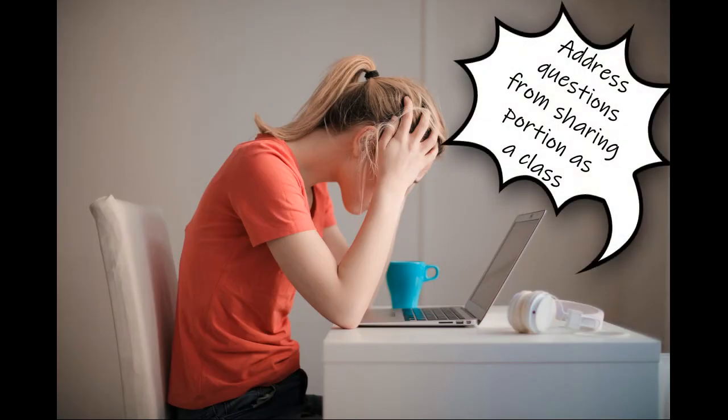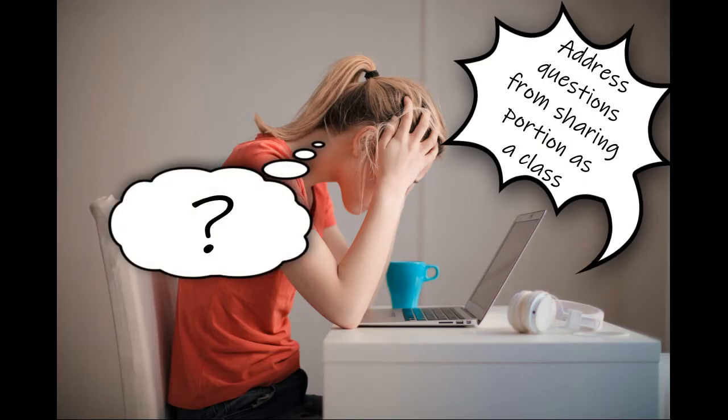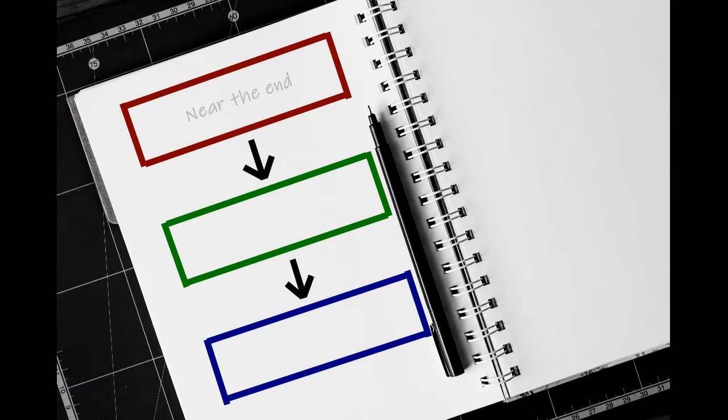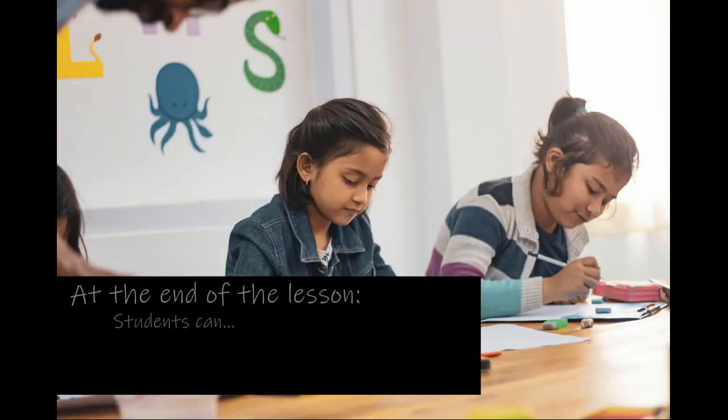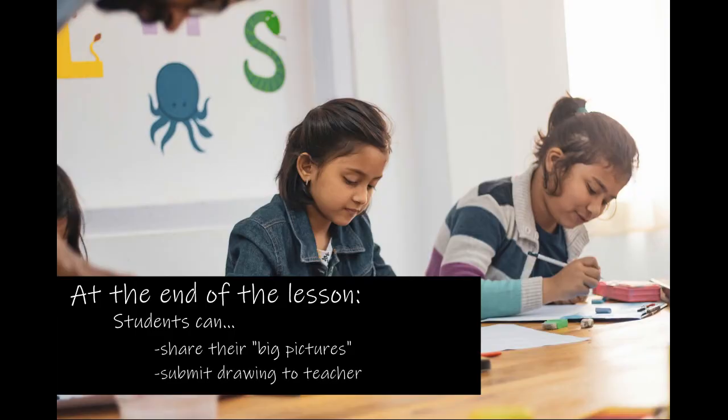Next, address any questions that popped up during the sharing portion as a class. If one student is confused on a particular aspect, then it is probable that another student is also confused. Near the end, have students illustrate a final drawing of the big picture from the lesson, along with a summary statement below the picture. Finally, you can choose to have your students share their big pictures amongst themselves, or you can have the students submit their drawing to you.